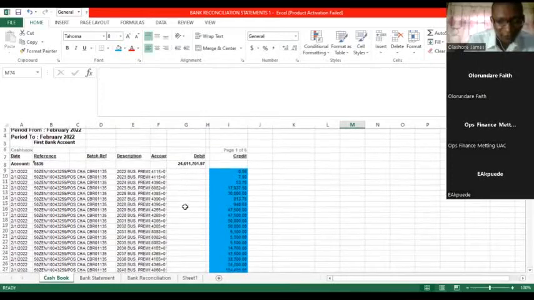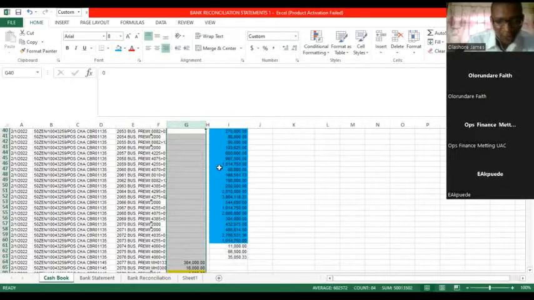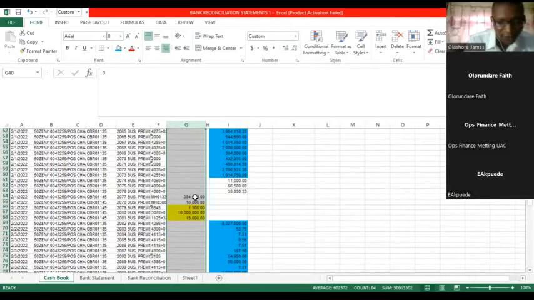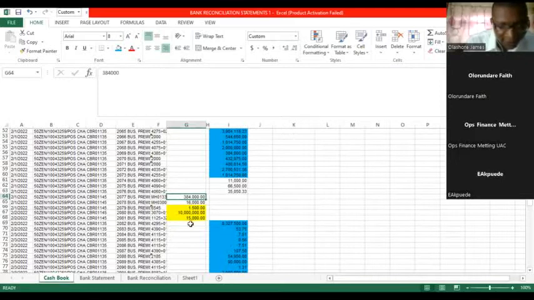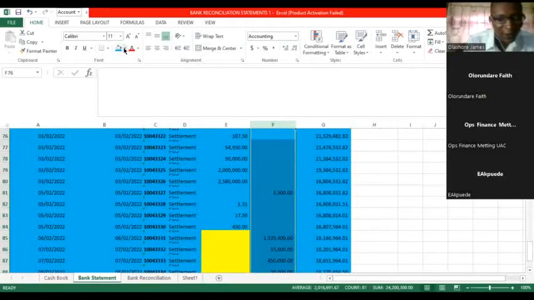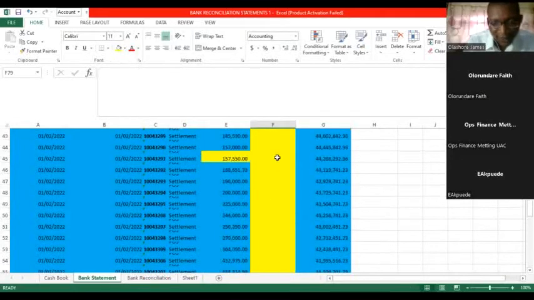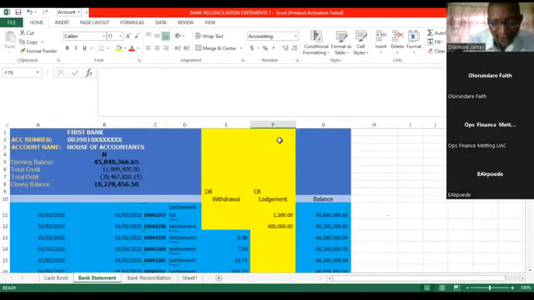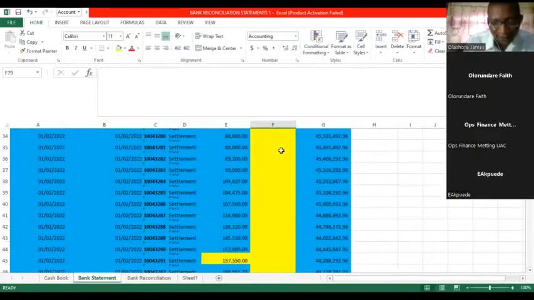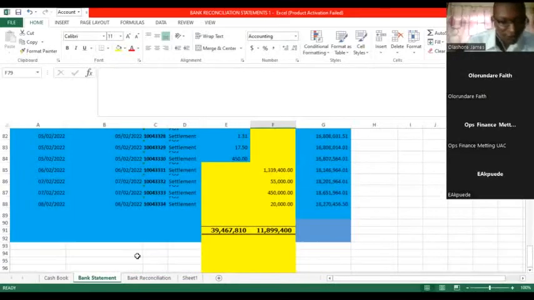So we are looking at the lodgement side now. So debit in cash book will be credit in bank statement. So we want to reconcile together. 384. Let's see if we can see 384 in bank statement. Don't forget, we are working with this figure now. So 38. Can we see anything 38 from here? No, so it's not there.